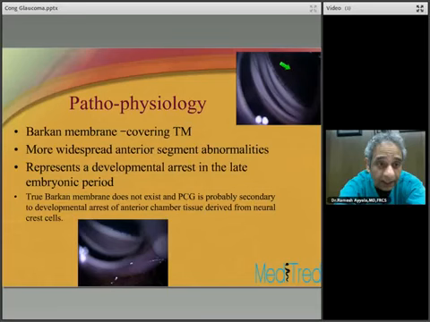Here are some gonio picture examples of congenital glaucoma patients of mine. As you can see, usually they have this lacy appearance to the trabecular meshwork where iris strands are prominently visible in the angle. The iris itself appears to be more anteriorly inserted along with the anterior insertion of the ciliary body. And as I mentioned just before, it represents a developmental arrest in the late embryonic period.